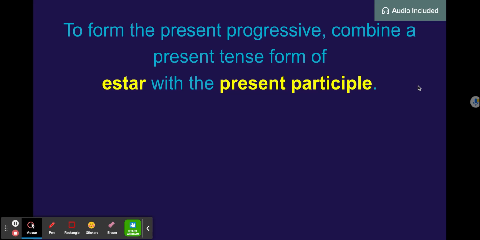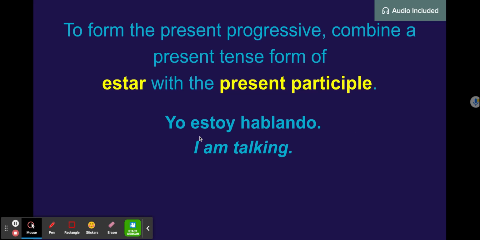To form the present progressive tense, you're going to use a form of the verb estar with the present participle. Now, your Spanish 1 teacher probably taught you that we do not use helping verbs in Spanish, and this is still true. The second verb, the action verb, is actually turned into a participle. Yo estoy hablando: yo is the subject, estoy is the conjugated verb, and hablando is the ing form in English.